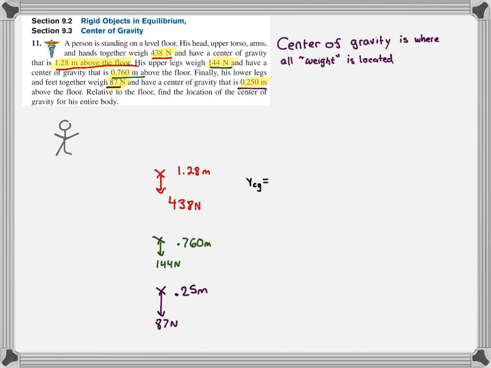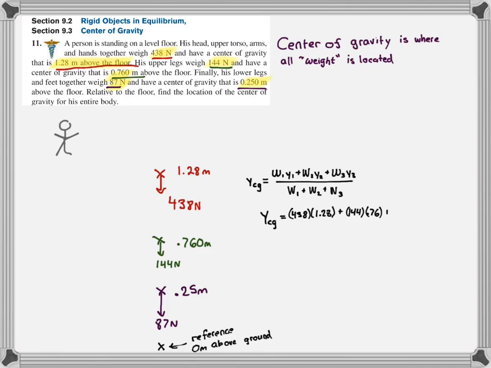So we use the same equation. The center of gravity in terms of y, instead of being mass, because we're dealing with weight, is equal to the weight of object 1 times its position in the y direction, plus the weight of object 2 times its position in the y direction, plus the weight of object 3. And our reference point that we're using is the floor, so everything's above the floor. So when we plug in our values, just simply plugging in, divided by the total weight, and when we simplify, we find out that the center of gravity is 1.03 meters above the floor.